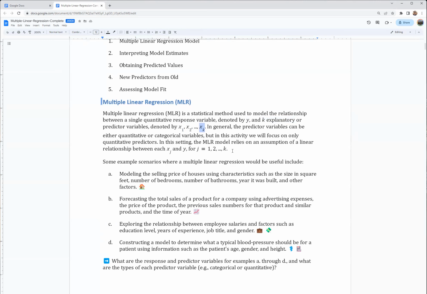So these predictor variables can be either quantitative or categorical, but just in this activity we're going to focus on quantitative variables for now as the predictors, but we'll talk about categorical variables at some point as well. So in this setting, the MLR model relies on an assumption of a linear relationship between each predictor, xj, and the response variable y.